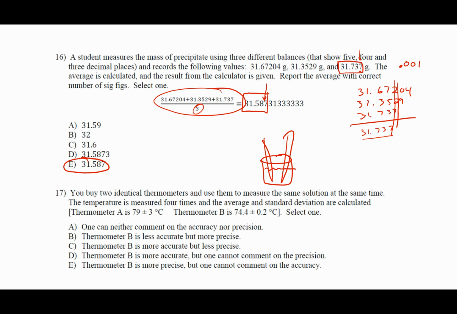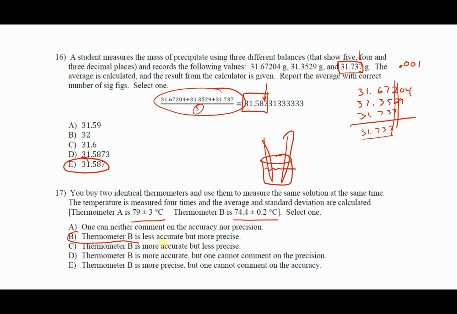Okay, the temperature is measured 4 times on each, right? And you get some average and standard deviation. Okay, select one. One can neither comment on the accuracy nor the precision. Well, we do have some information here, but let's see what else is in here before we go to that. A. Thermometer B is less accurate but more precise.